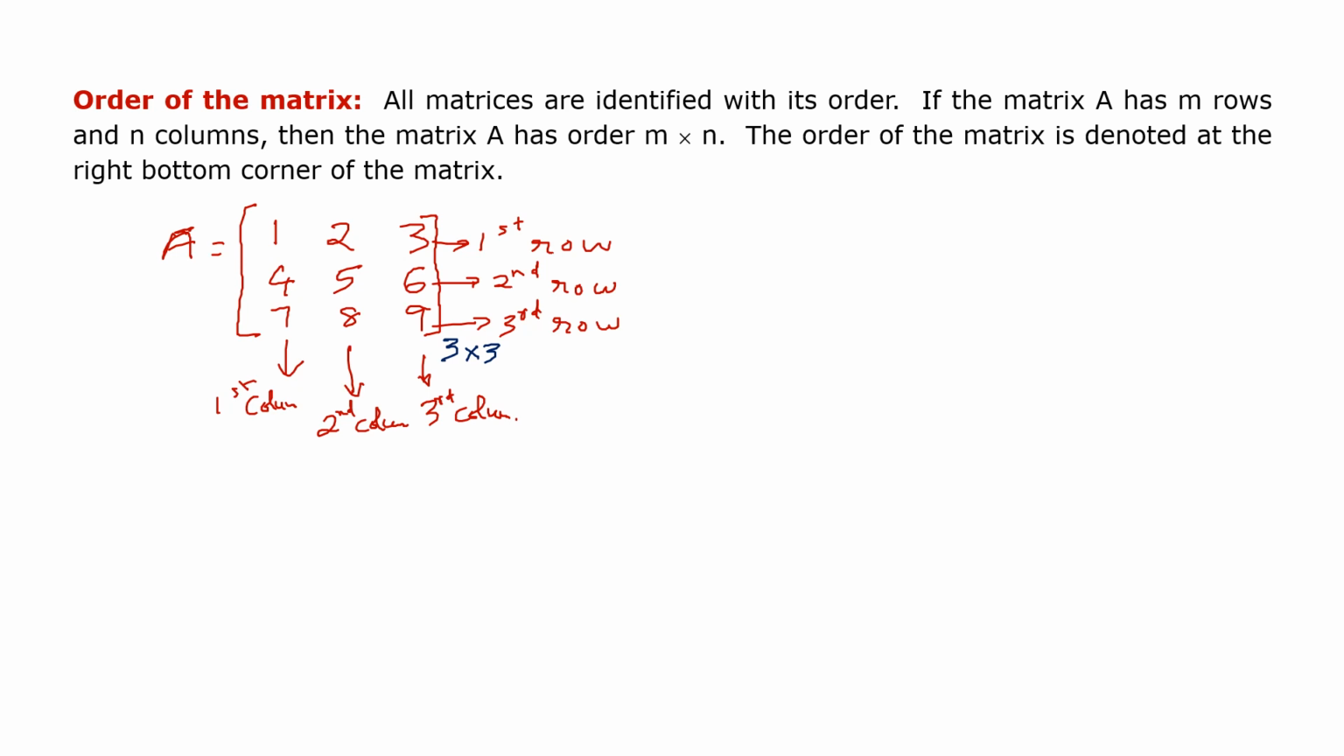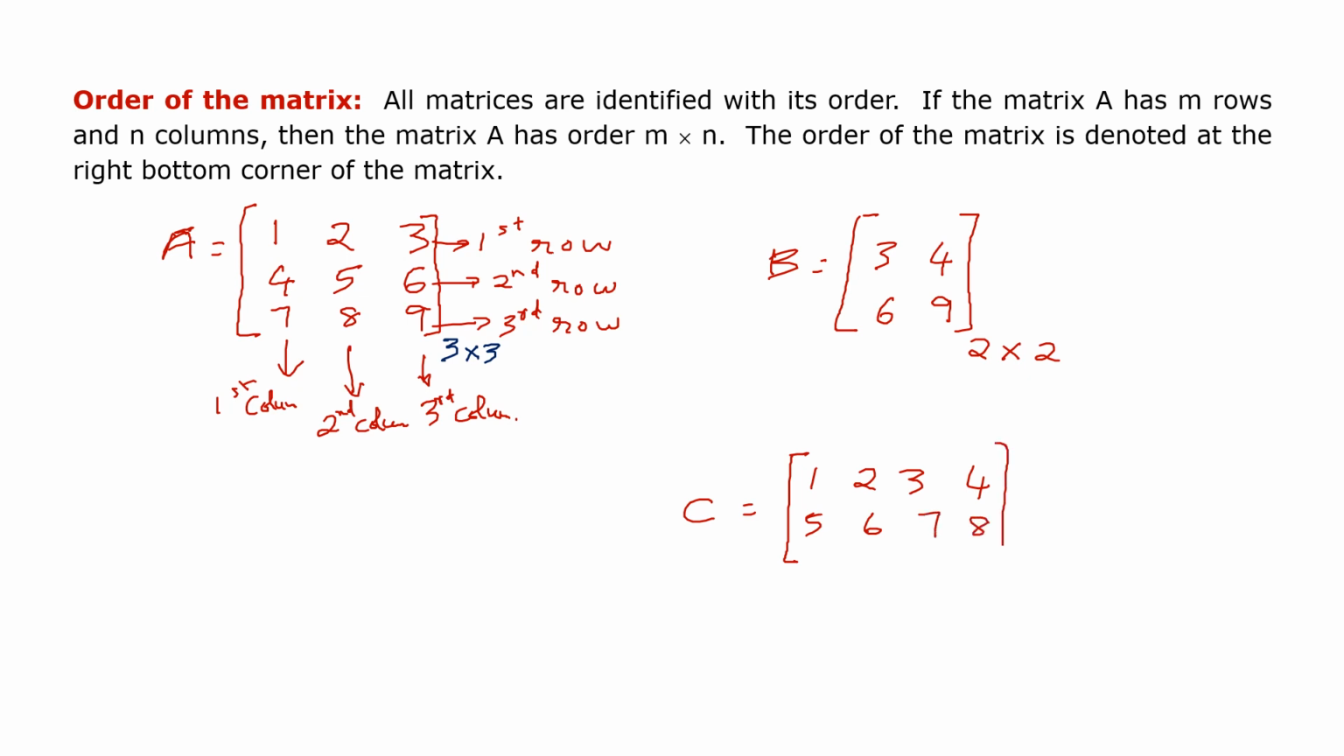It need not always be 3 rows and 3 columns. We can also write it another way. For example, let us write example B: 3, 4 and 6, 9. Now you see there are 2 rows and 2 columns, so the order is 2 by 2. One more example, matrix C: 1, 2, 3, 4, 5, 6, 7, 8. This is another type. Here there are 2 rows and 4 columns, so we can write the order as 2 by 4. This is how we write the order. I hope this is clear now.